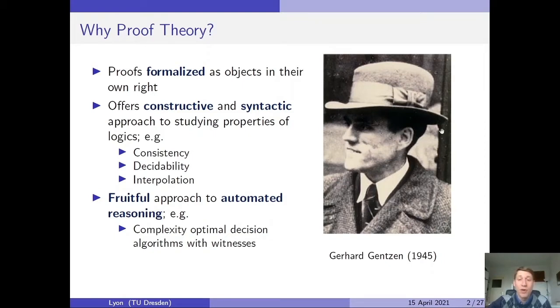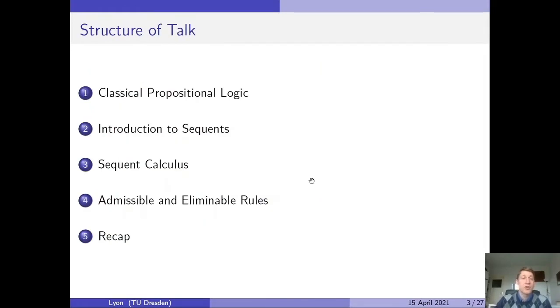Now, two of the most prominent formalisms for constructing proofs are due to this guy on the right, Gentzen, who introduced both the natural deduction and sequent calculus frameworks. Both of these have had numerous applications in computer science, and the sequent calculus in particular has been quite fruitful for developing certain automated reasoning methods. For example, one can often make use of a logic's sequent calculus to provide a complexity optimal decision procedure for a logic. So that was just a quick overview of what proof theory is and how it's used.